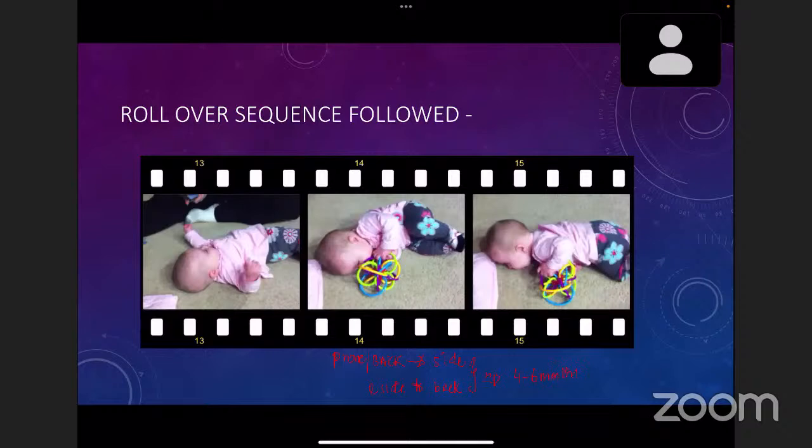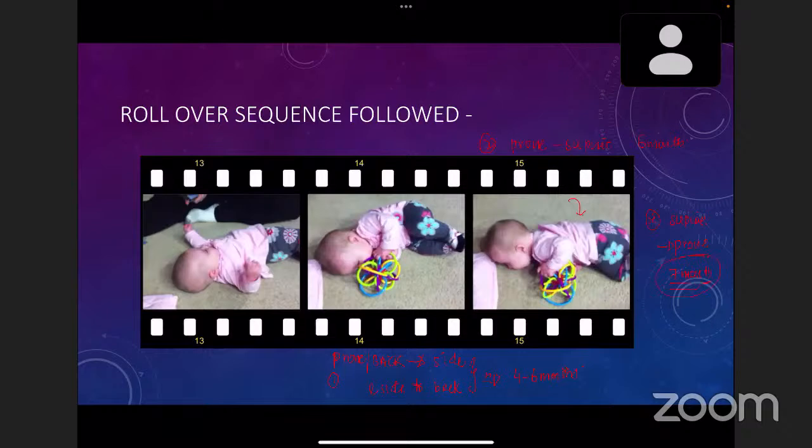Once the child has achieved this, the child will then roll from prone to supine, which the child acquires at 6 months. And finally, the child will roll from supine position to prone at the age of 7 months.